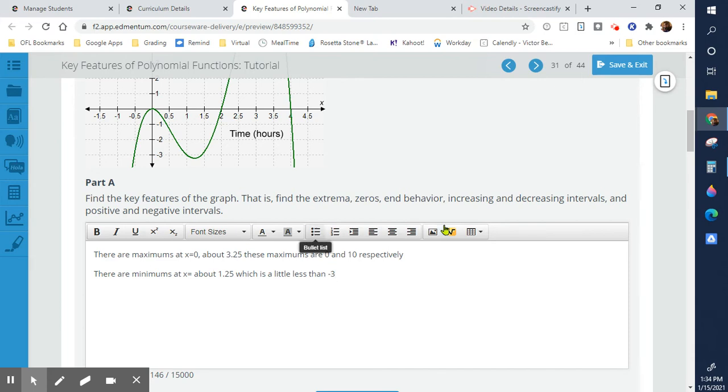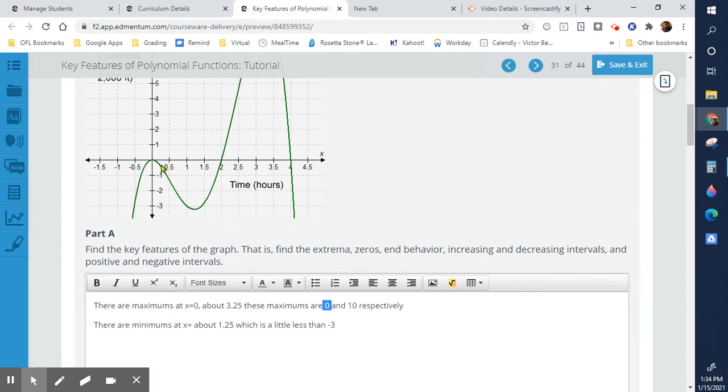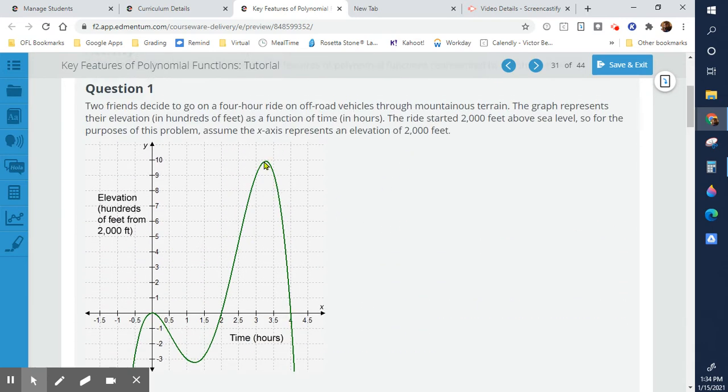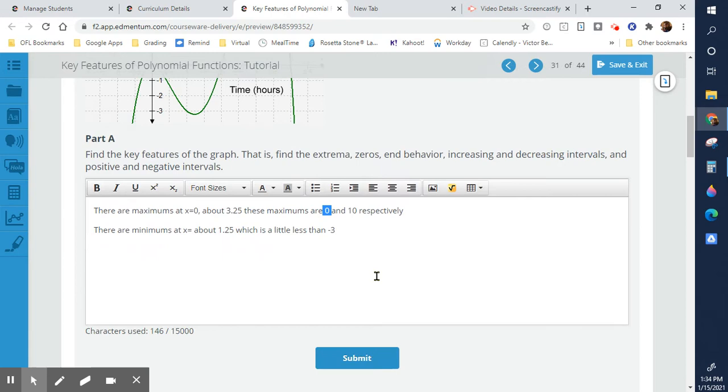So it's important to distinguish that the minimum is at this point, but that's not the minimum. The minimum is not x equals 0. The minimum is 0, this number right here. Just like this is a maximum of 10. When we're talking about the maximum, we're talking about this right here.